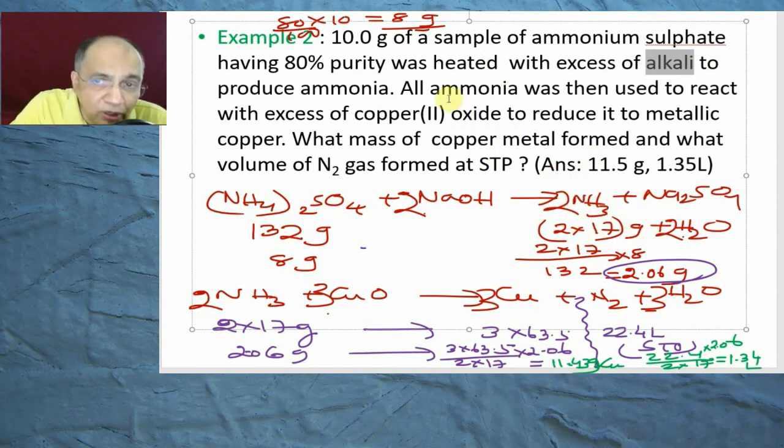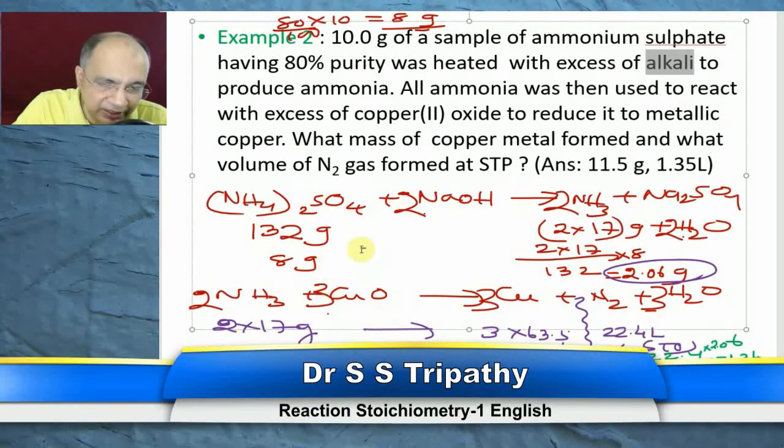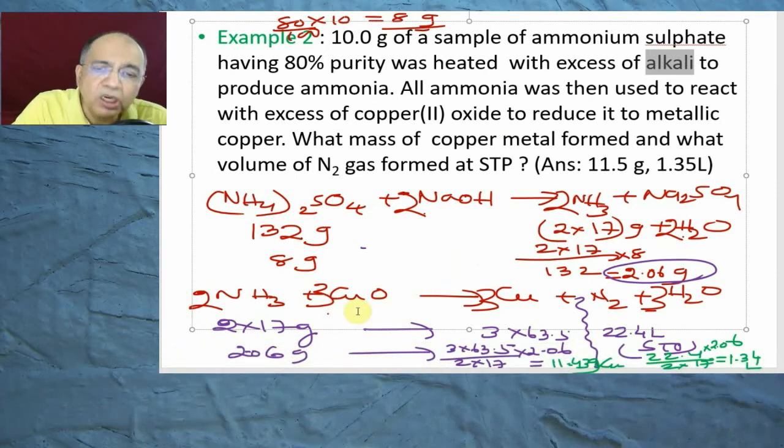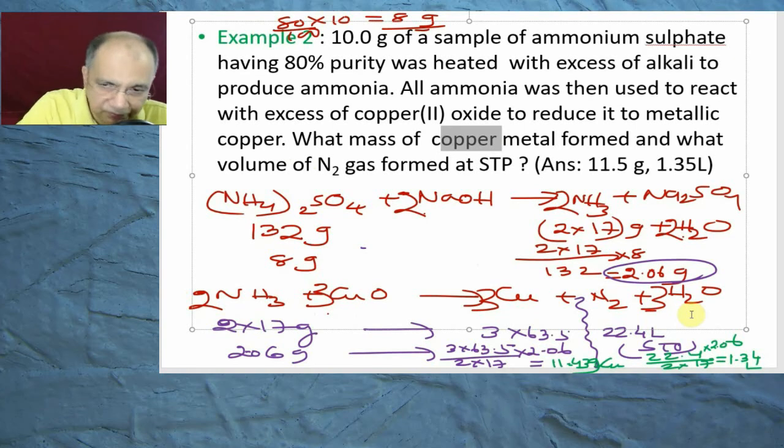And all the ammonia that was produced was then used to react with excess of copper 2 oxide, again the black copper oxide. Excess was taken here because this has to be consumed totally. So the ammonia produced in the first reaction will be allowed to react with hot copper 2 oxide in excess to produce metallic copper, nitrogen, it is given, copper metal along with nitrogen, and the obvious product is water.